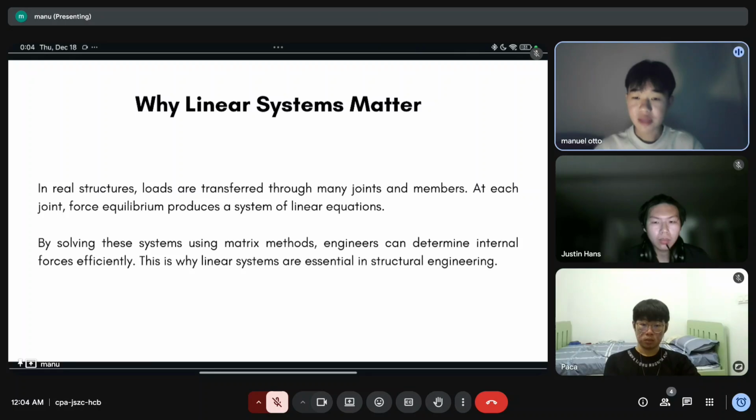To conclude this application, in real structures, there are many joints and members. At each joint, force equilibrium produces a system of linear equations. By solving these systems using matrix methods, engineers can determine internal forces efficiently, and that's why linear systems are essential in structural engineering, not just in theory, but in real-world design.